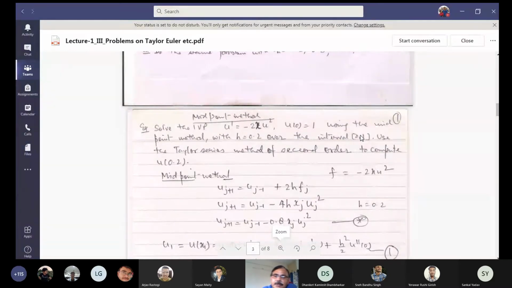So basically, just write down this problem. Others I will tell you further. So rather, don't write this problem completely. Write down this problem: u prime equal to minus 2x u square with the initial condition given as u(0) equal to 1. Everybody has written?